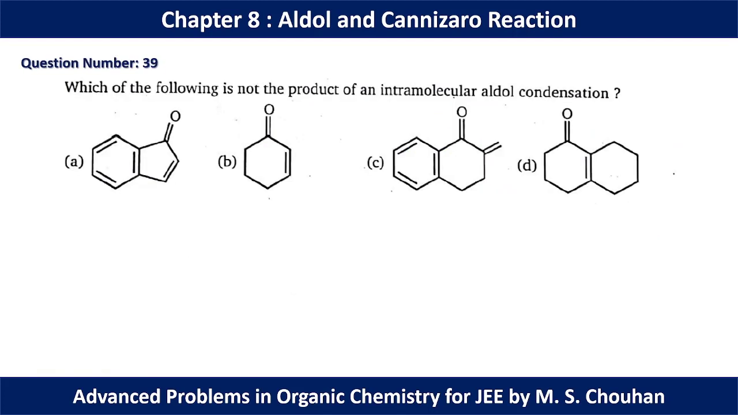In question number 39, which of the following is not the product of an intramolecular aldol reaction? An intramolecular aldol reaction always gives a cyclic product, but in option C we can see a double bond in the exocyclic part, which is not the case in an intramolecular reaction. So option C should be the correct option because this is not a product of an intramolecular reaction.